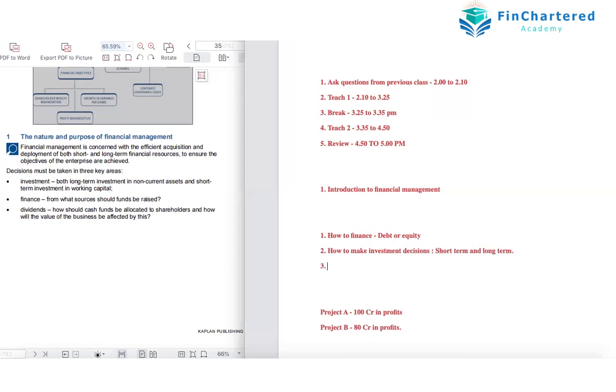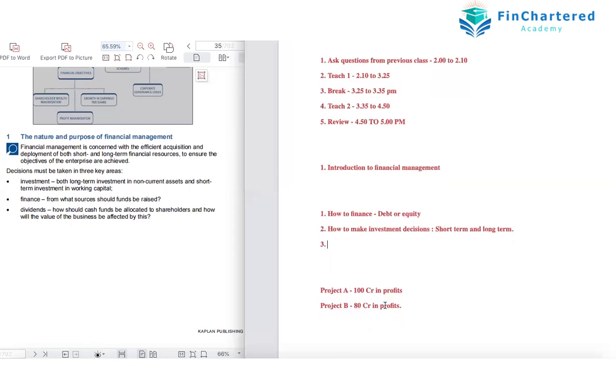And once you have invested, guys, once you have invested, you want what? Returns. You want profits. So I will teach you how to treat those profits. How much of those profits you should give to shareholders? How much of it you should retain? So I will also teach you about dividends and how to allocate the profits to the shareholders.